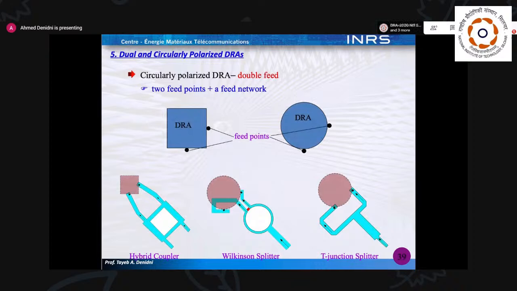And also another type with circular polarization. This means we can also use a hybrid coupler like this. We can use a Wilkinson or T-junction splitter to generate circular polarization. And here also we can have two feed points or one, two pin points for the cylindrical dielectric, and we have this variety of feeding networks.